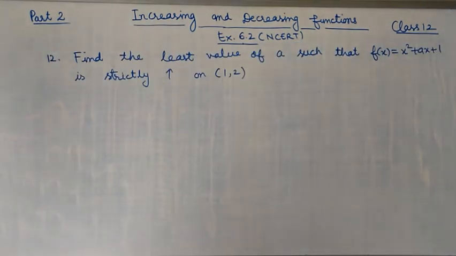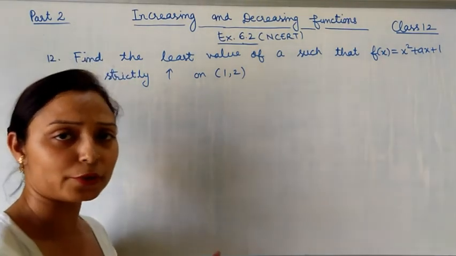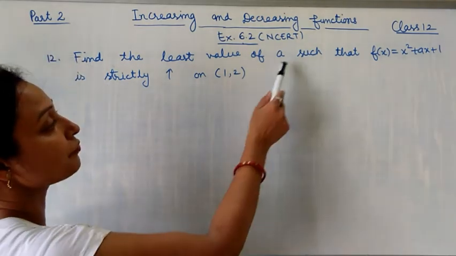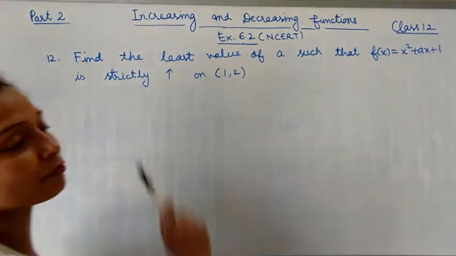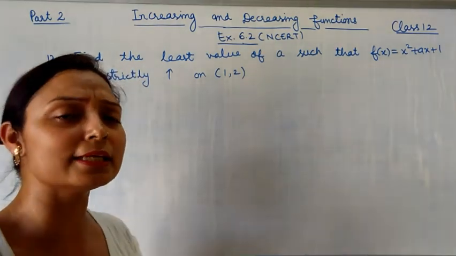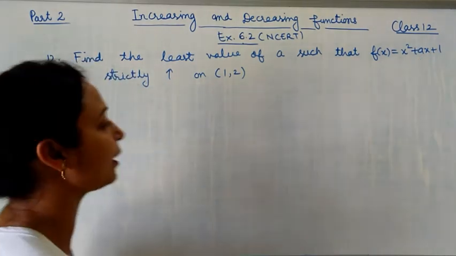Now the next question I will take is question number 12. The 11th question is the same, other questions are also the same. It is a little bit different from other questions, in which you have to find the value of a such that f(x) is strictly increasing on 1, 2. It is already given that it is increasing, and you have to find the least value of this a, which is given in the function. So how can you find it?